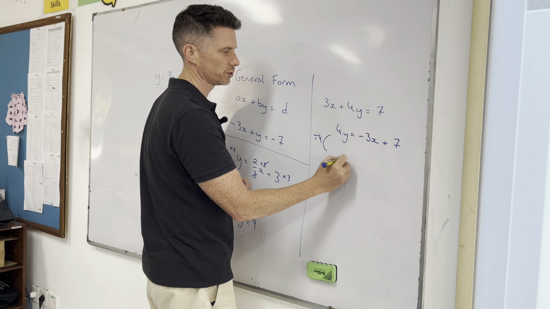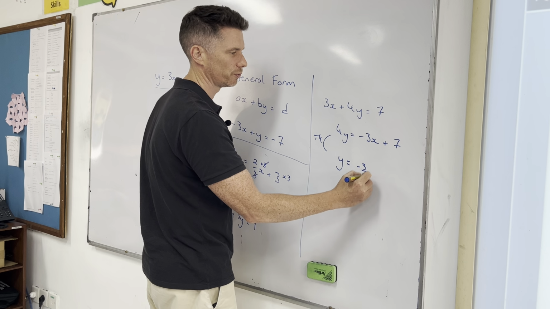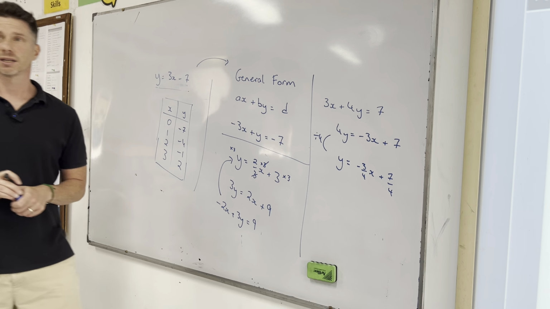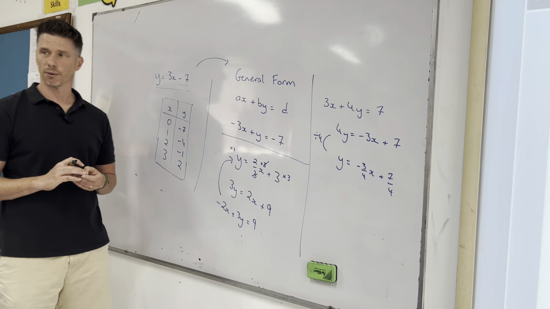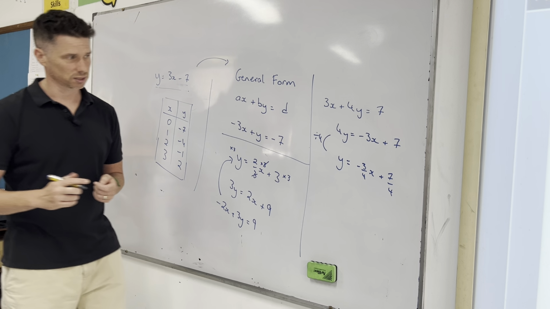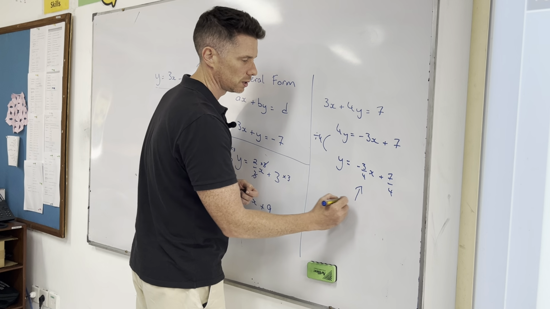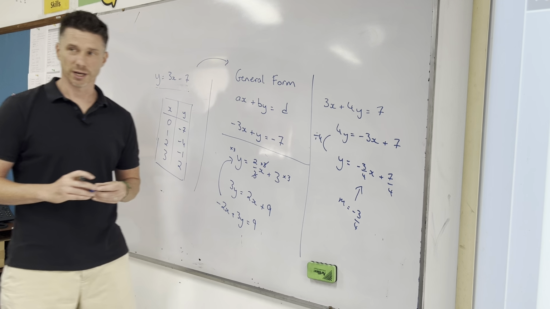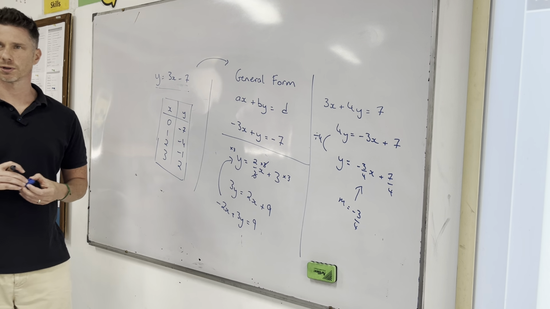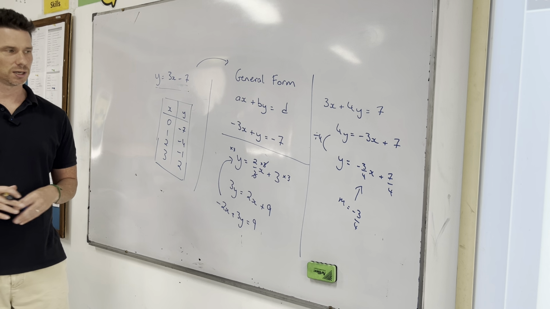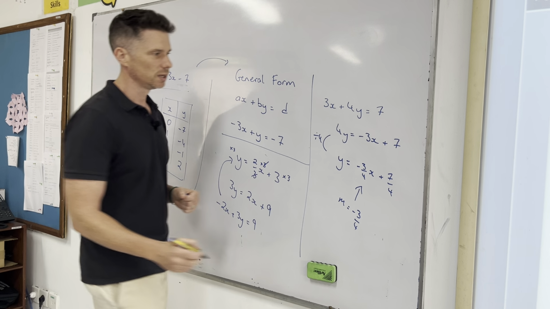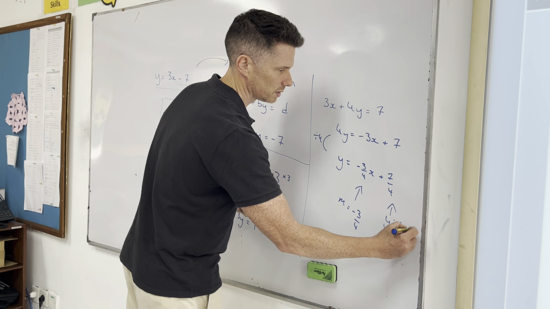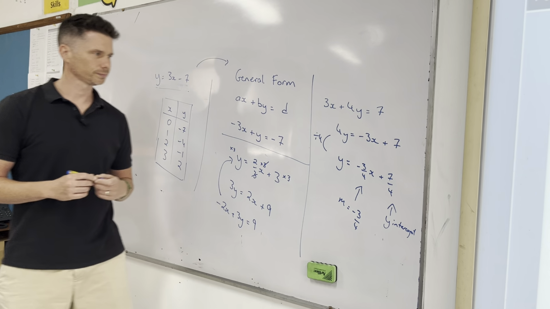Divide everything by 4, so that the 4 cancels. I get 3 over 4 x plus 7 over 4. And now that I have y equals, I can read what the gradient is. The gradient is 3/4, minus 3/4, not the x. The x is not the gradient, just the number in front of the x. And this is the y-intercept: 7 over 4.